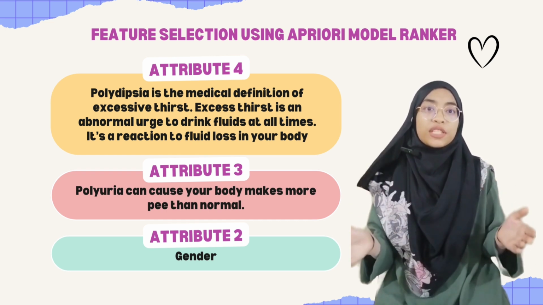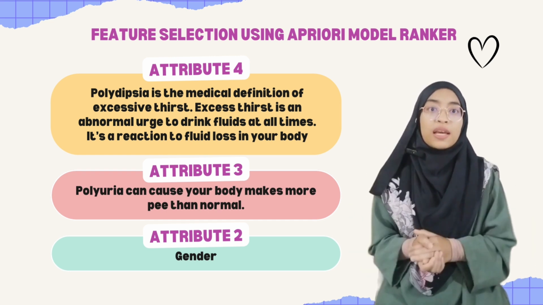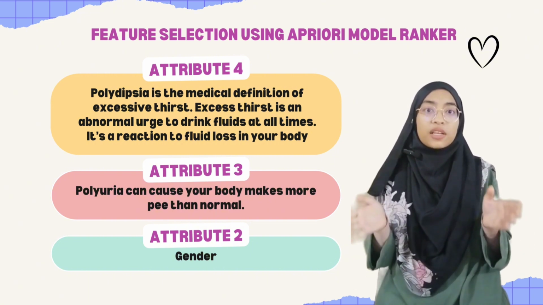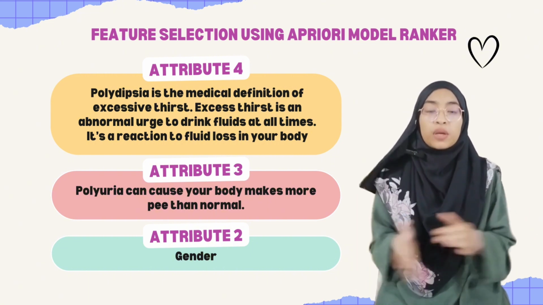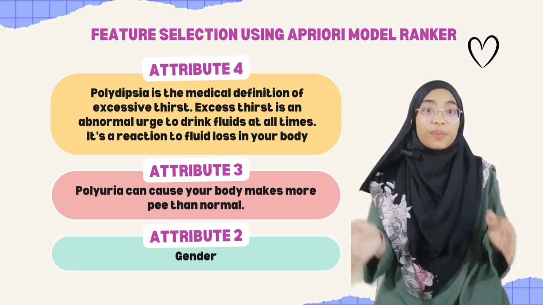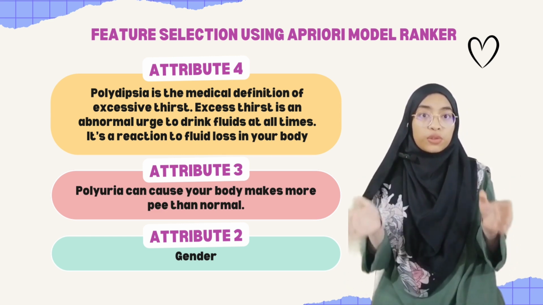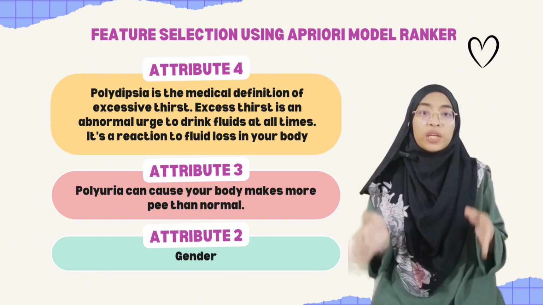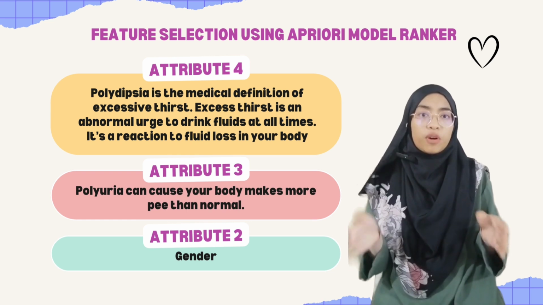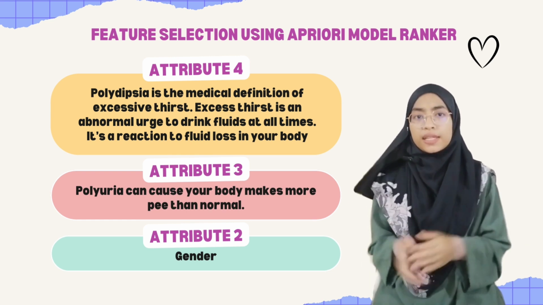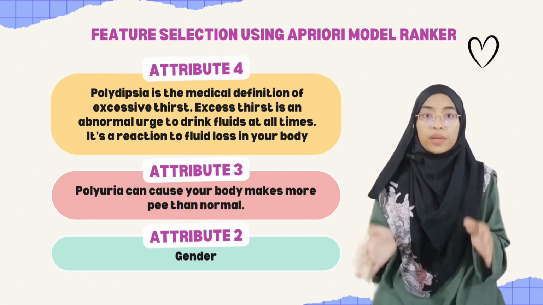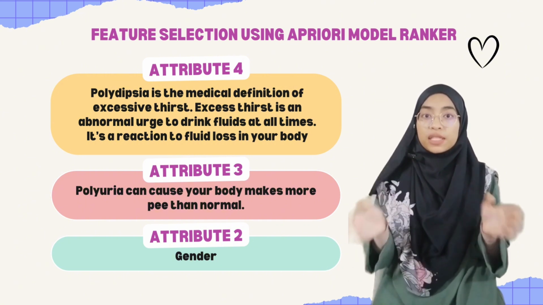Polyuria refers to the condition where the body produces an unusually high amount of urine, which is often an early indicator of diabetes. Meanwhile, polydipsia, on the other hand, is characterized by an excessive and abnormal urge to drink fluids constantly, a response to significant fluid loss in the body, and both of these symptoms are critical in assessing diabetes because they signal underlying metabolic disturbance associated with the disease.